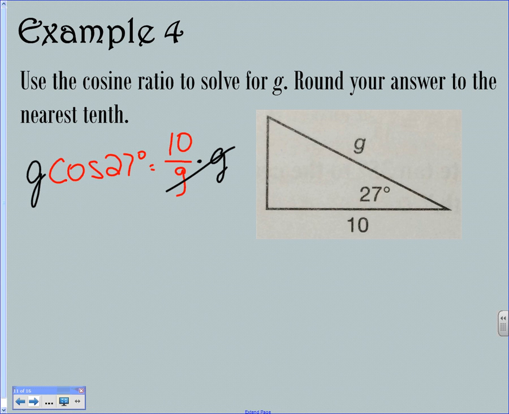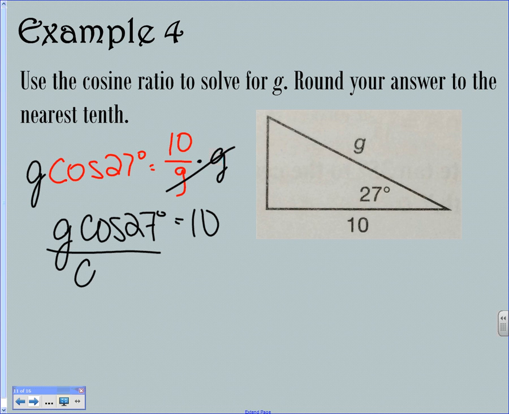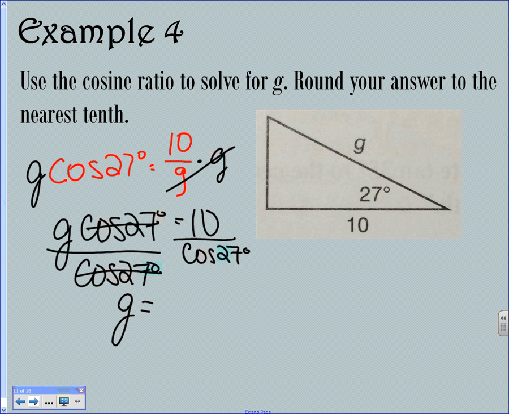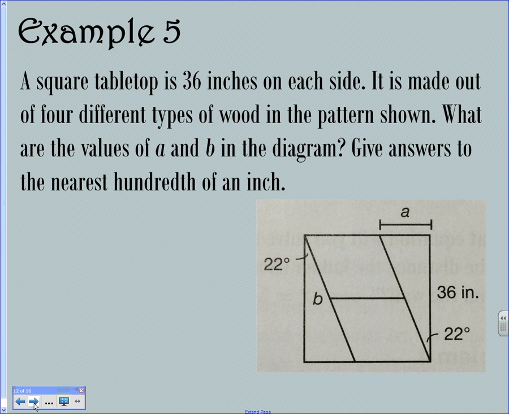Then what? Y divided by cosine of 27. You're finding g. You gotta get g by itself. So what do y'all get for g? It says round to the nearest tenth, so 11.2. Any questions so far? Okay. Let's look at another example.